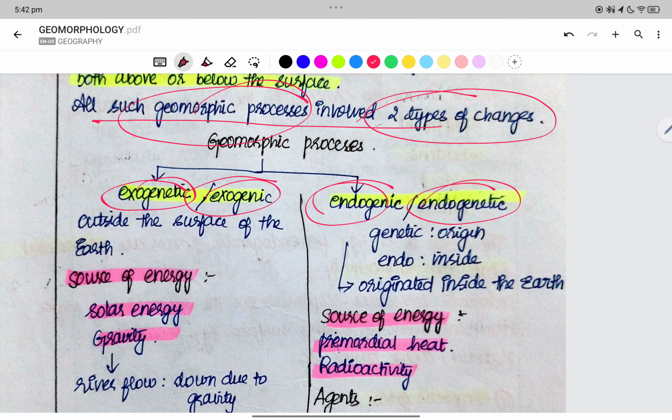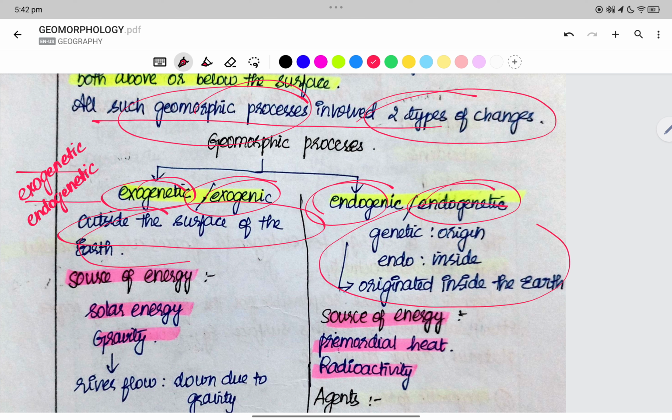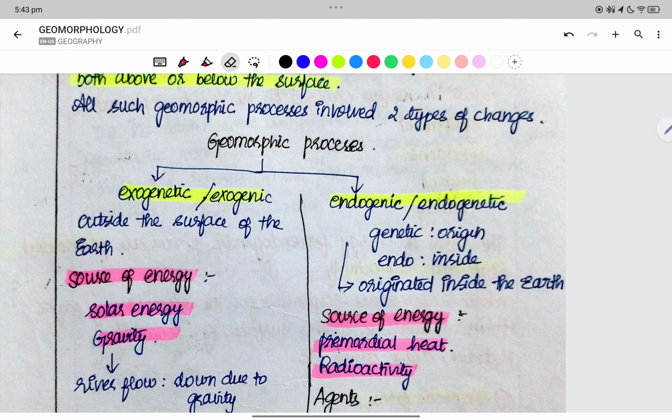So we'll be having the exogenetic, and then we have the endogenetic. Exogenetic are the forces which are acting outside the Earth's surface. Genetic means origin. So endogenetic means inside. It is originated inside the Earth, whereas exogenetic is originated outside the surface of the Earth.